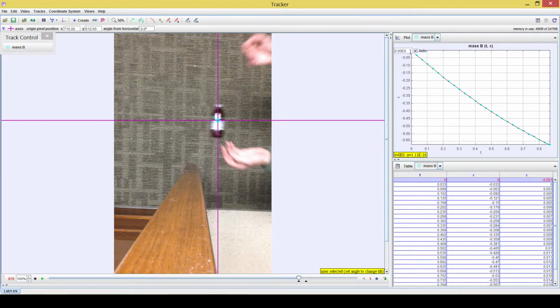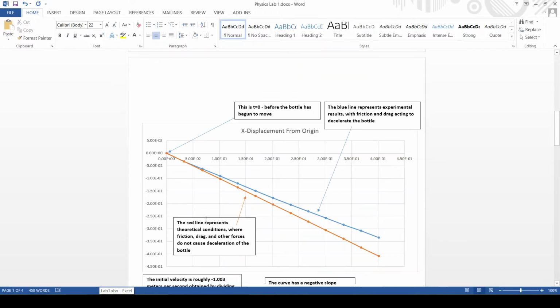Up in the top right here, we can see the x displacement on the y-axis versus time on the x-axis. As time progresses, the ball moves away from the origin in the negative x direction. This happens because of where I put my axes, which are centered on the bottle, and the fact that the bottle is moving from right to left across the screen. Now, using my data that I gathered from Tracker in these two columns, I created this plot.